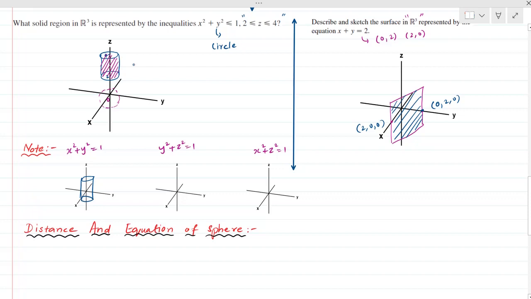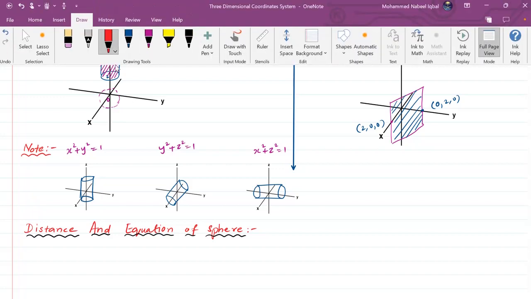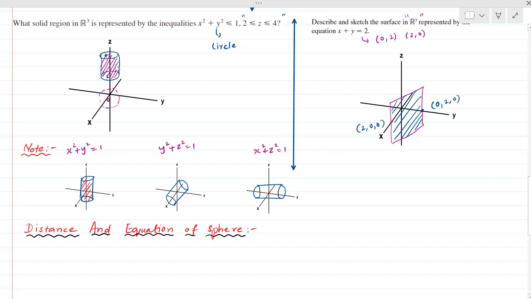So this is the graph. Here the cylinder is on the x-axis, therefore you will have it parallel to the x-axis. So this is the cylinder. Now here x square plus z square is equal to 1, therefore the cylinder is on the y-axis. So this is how you will draw the graph of this in 3 dimension.